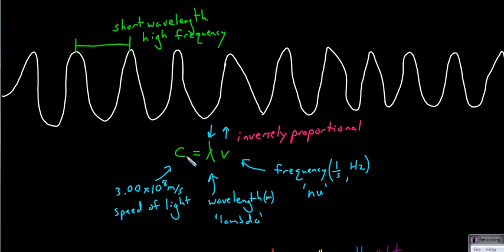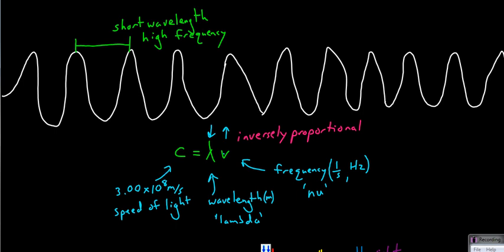Now, when we're dealing with light, the equation is the speed of light, c, is equal to lambda, our wavelength measured in meters, times nu, our frequency, which is measured in the number per second, or 1/s, also known as hertz. By the way, the speed of light is 3.00 times 10 to the 8 meters per second. This is the same regardless of whether you're dealing with a high or low energy form of electromagnetic radiation. The speed is always the same as long as you're going through a vacuum.